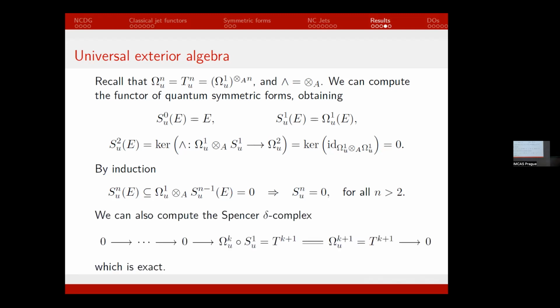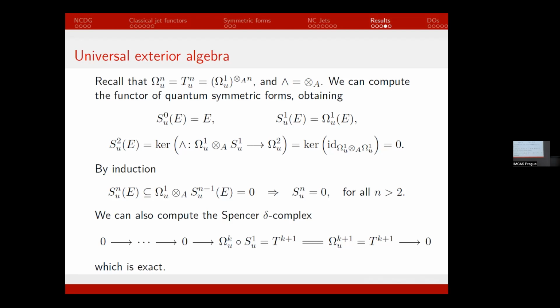We can build the Spencer delta complex in generic K and H, and we see that everything is 0 except for the terms in S1 and S0. S0 here disappears because it's the identity, and here S1 is just omega 1. The circle is just the tensor product, as well as this. So this is omega 1 tensor K plus 1, as well as this. So it's the tensor algebra in both cases, and the wedge again corresponds to the equality. So the Spencer delta complex is trivially exact.